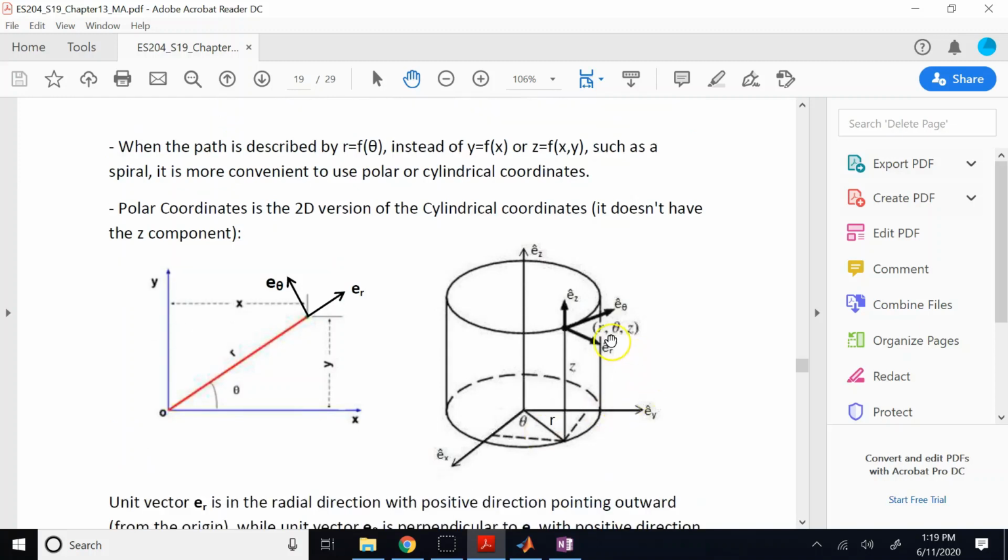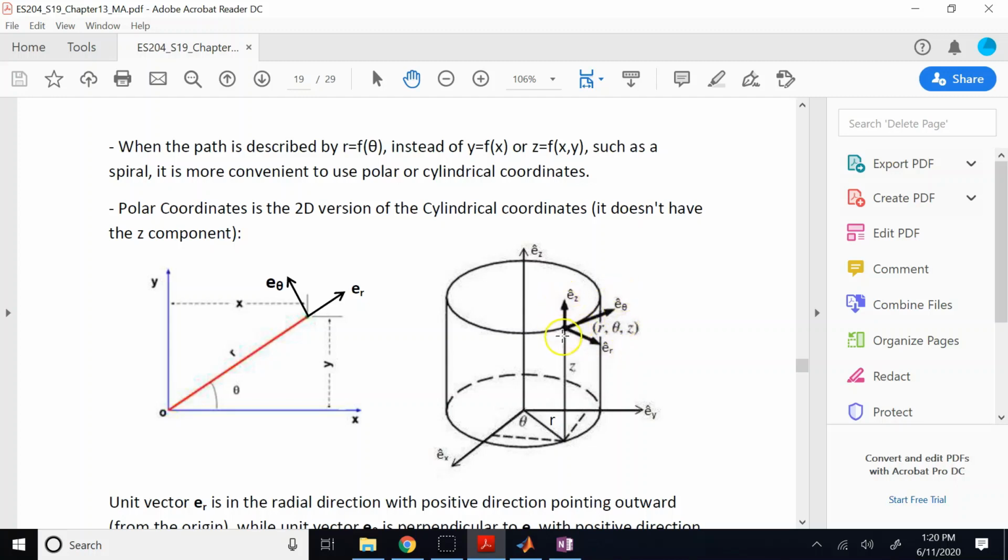Now, what about the unit vectors? If you remember, in Cartesian coordinates, i, j, k were fixed unit vectors. Their magnitude was always 1, and they never rotate. On the other hand, in tangential, normal, binormal coordinates, the unit axes did rotate. What about here? Here, the unit vectors that we use, we call them e_r, e_theta, and e_z.